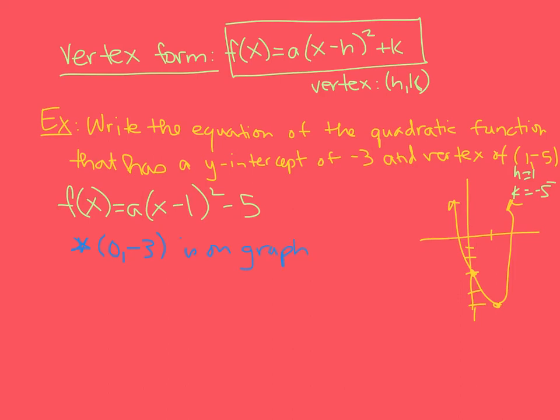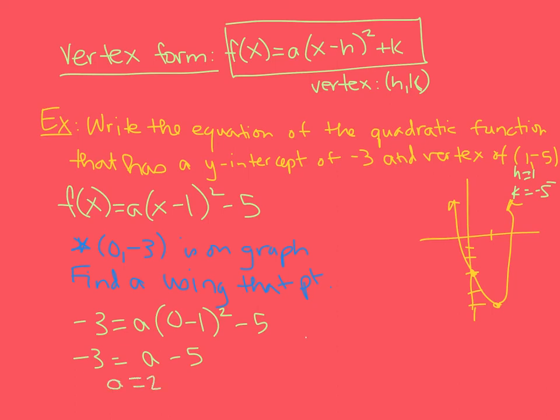So now I can find a by using that point. So that's going to be -3 equals a times (0 minus 1) squared minus 5. I get -3 is equal to a minus 5. That gives me a equals 2.